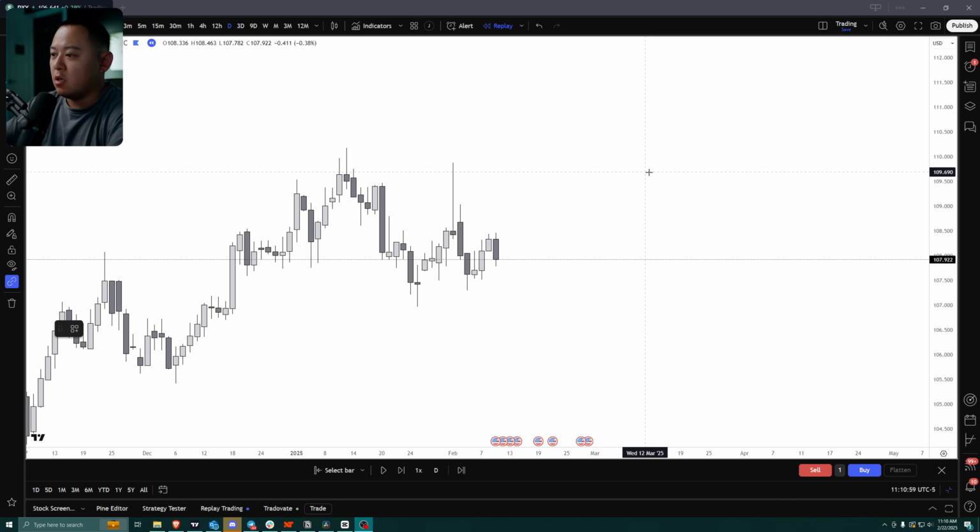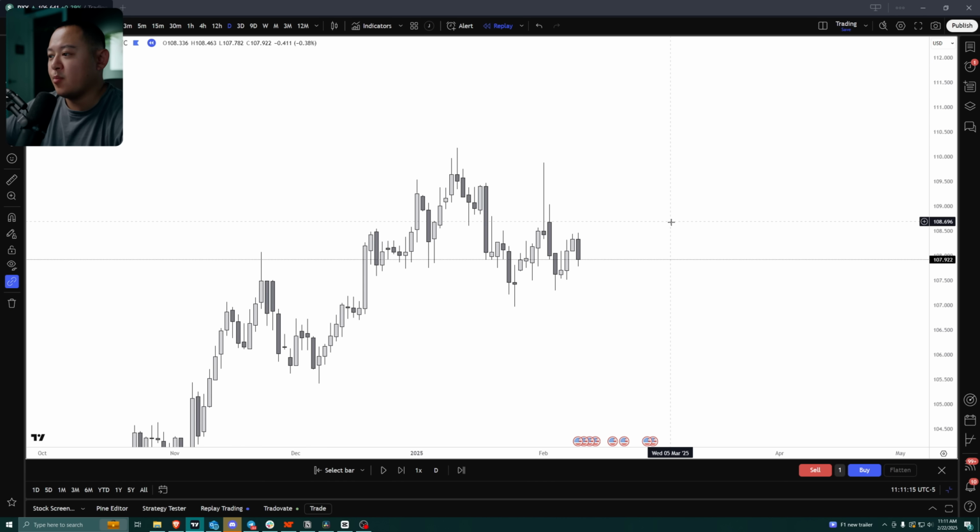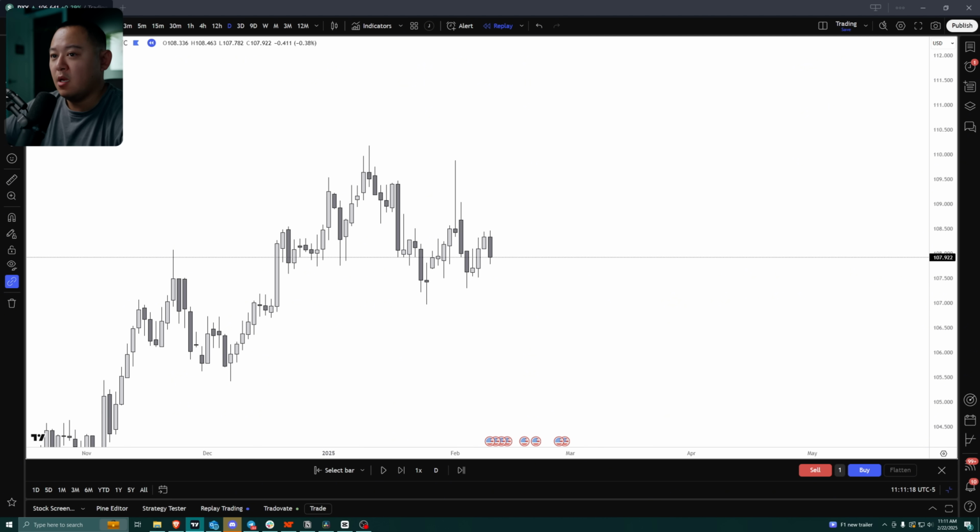Okay, let's firstly talk about what SMT divergence actually is. In simple terms, it's really gauging two correlated or inversely correlated assets, whether they are strong versus weak. So we're talking about relative strength and weakness across two correlated or inversely correlated assets. Now, for the purposes of this video and trade breakdown, I'm going to be talking about the dollar against the euro, because that's the trade that I took, but this will also work with index markets.